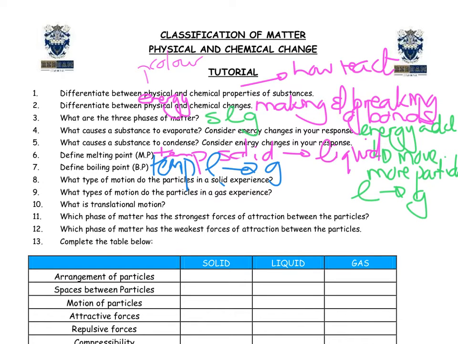What type of motion do the particles of a solid experience? Only vibrational. What type of motion do the particles of a gas experience? They experience vibration, translation, and rotation. What is translational motion? It is moving from one place to another.